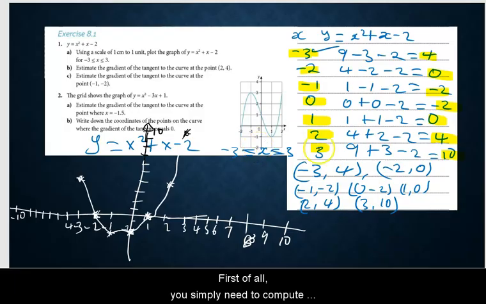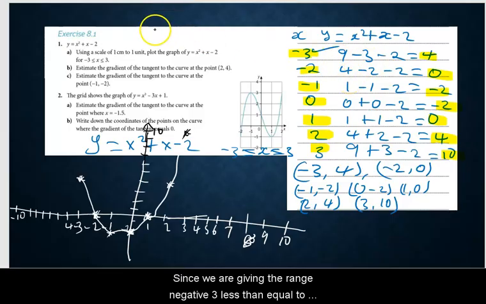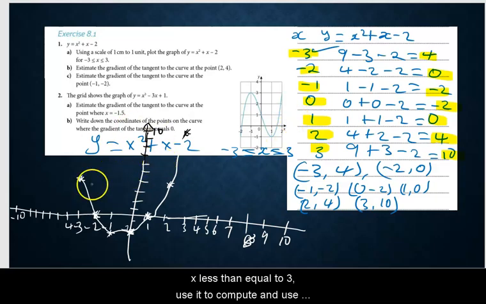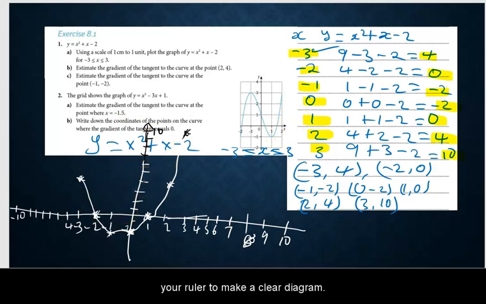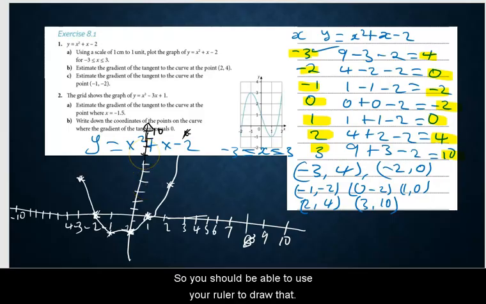So this is what is required for us to do in this particular question. First of all, you simply need to compute and find the points and substitute. Since we are given the range -3 less than or equal to x less than or equal to 3, use it to compute and use your ruler to make a clear diagram. Do not follow my drawing. This is freehand, so you should be able to use your ruler to draw that.